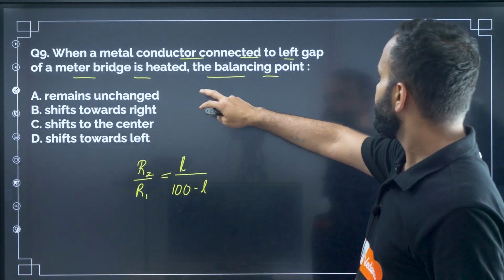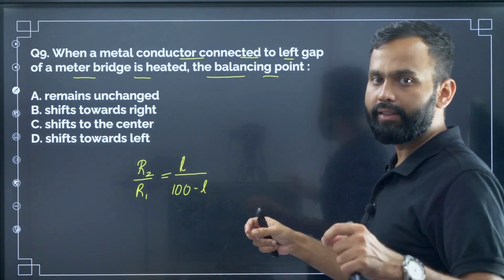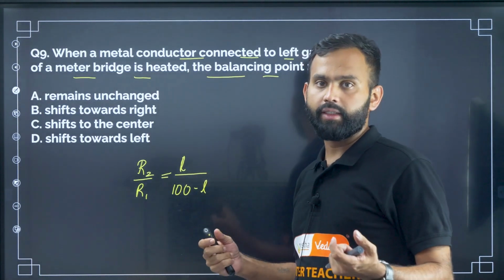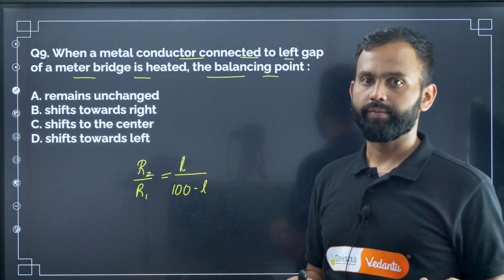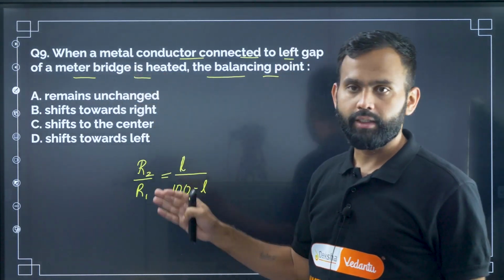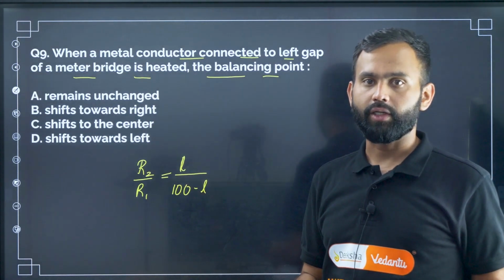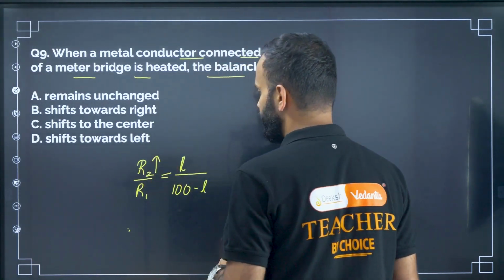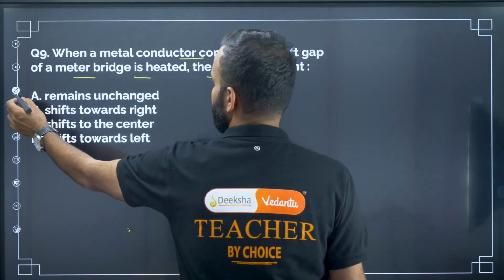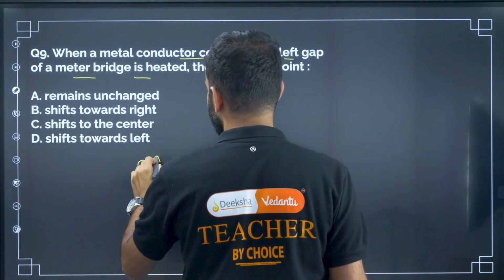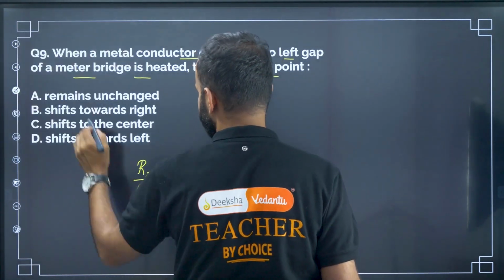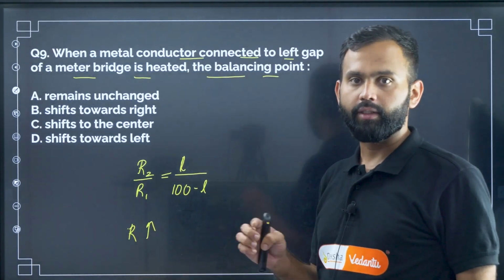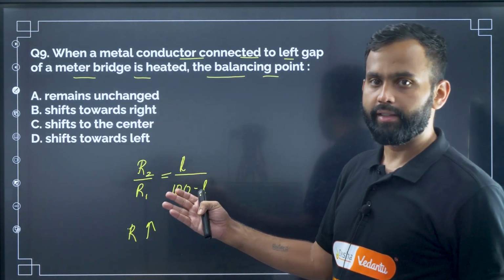Here the wire of the meter bridge is heated. The wire is made up of a conductor, so if the conductor is heated, what happens? Resistance will increase. The left gap of the meter bridge is heated, so its resistance R increased. If resistance increases, the balance point will shift towards the right.